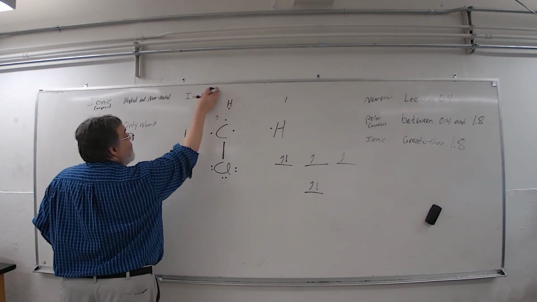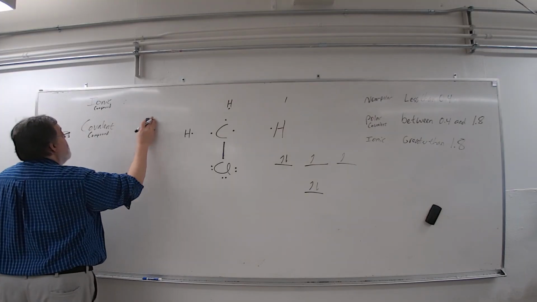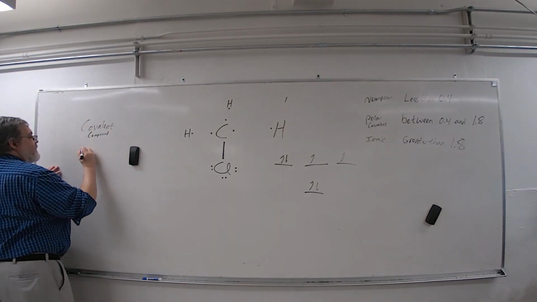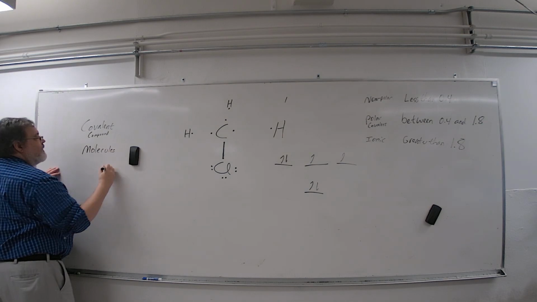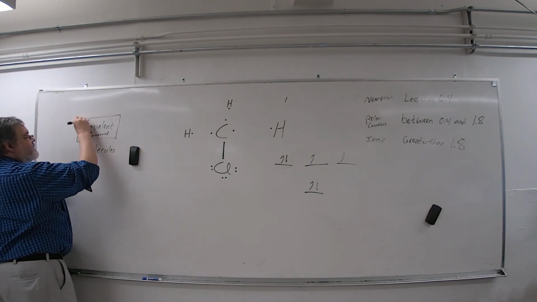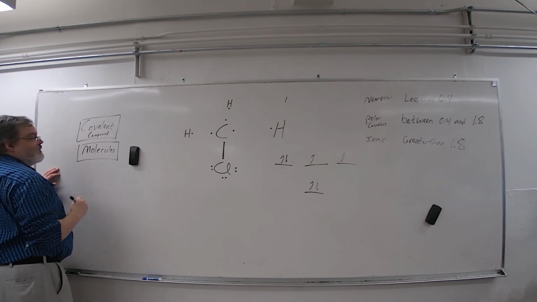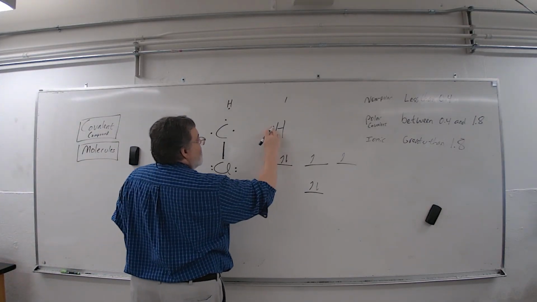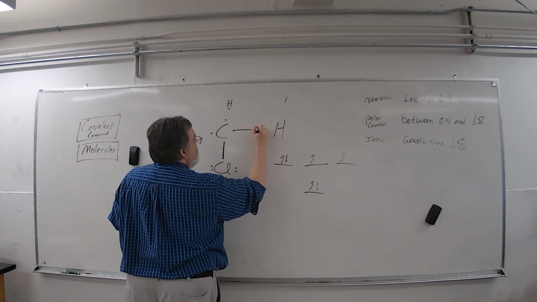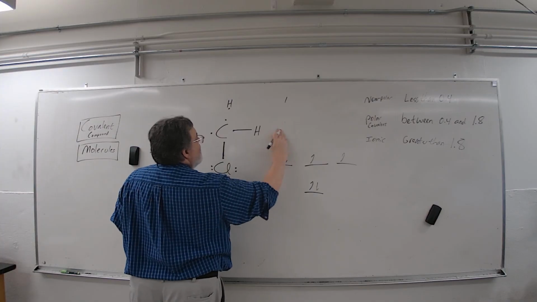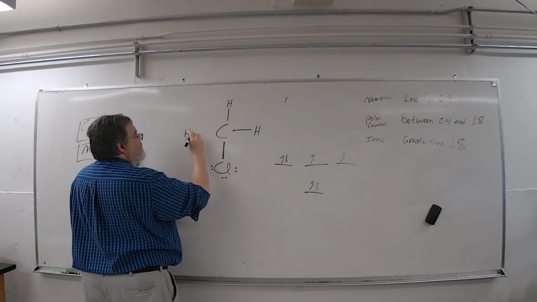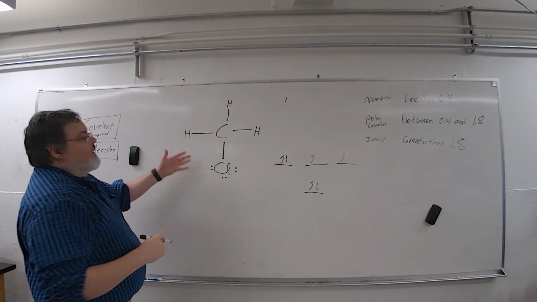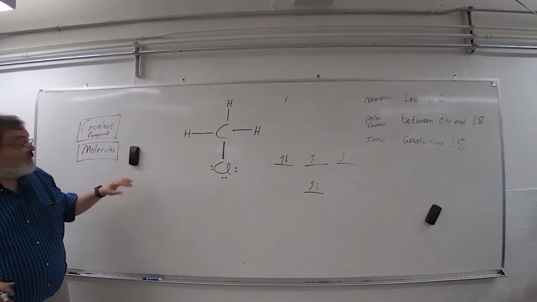So I'm going to talk about covalent compounds for a while. Also called molecules, these are synonyms. A covalent compound is a molecule. But if I went ahead and connected all these together, hydrogen, so I pair those electrons, that's a molecule. You're looking at a molecule.